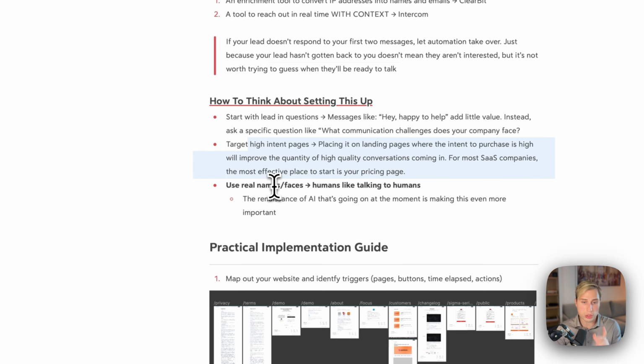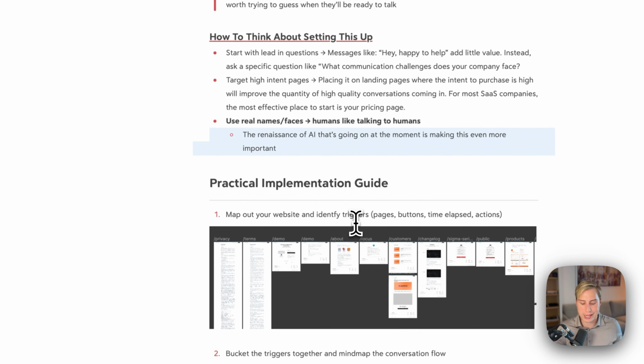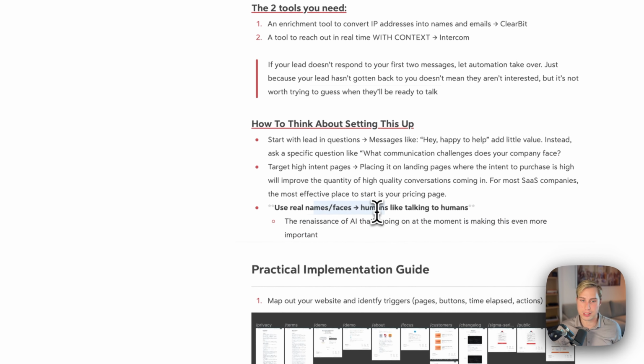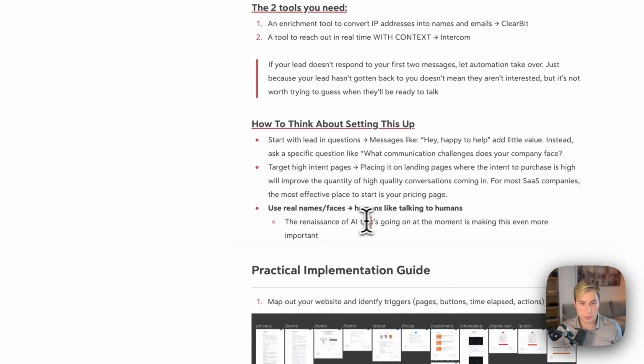Okay, another small tip that I'll give you is just use real names and faces. Humans like talking to humans, right? Especially today, because there's so much AI and there's this big renaissance of AI that we're going through. People don't want to talk to a robot, right? They really want to talk to a human. And you can do that by using real names and faces. Okay, and I think that's very important and very, very underestimated in this industry.